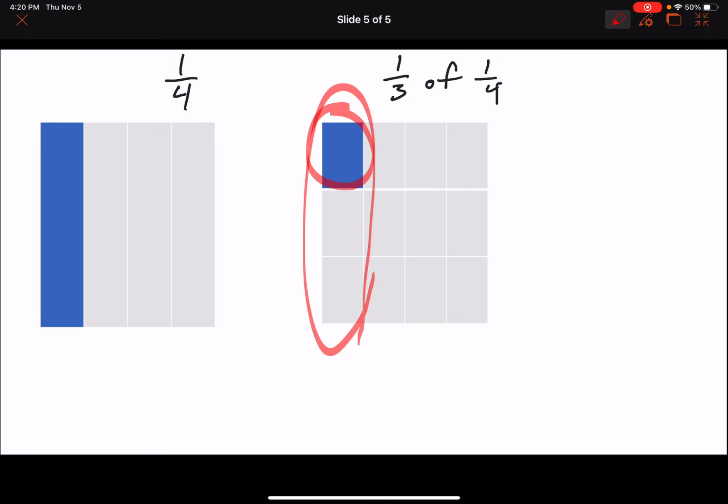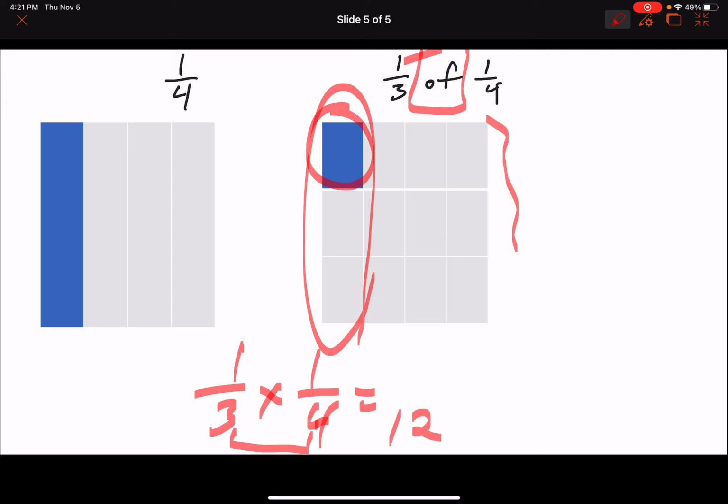So what does this look like now as a multiplication problem? So that word of, remember we talked about that word of as being multiplication. So I can multiply these. Now these denominators don't have to be the same in order to multiply them. So 3 times 4 is 12. Let's double check that. Do I have 12 pieces there in total? Absolutely. So that's number of columns times the number of rows, right? And then I only get one of those pieces. So 1 times 1 is 1.